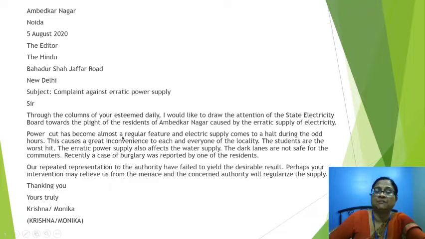Power cut has become almost a regular feature and electric supply comes to a halt during the odd hours. This causes a great inconvenience to each and every one of the locality. The students are worst hit. The erratic power supply also affects the water supply. The dark lanes are not safe for the commuters. Recently, a case of burglary was reported by one of the residents. So, I have talked about the problems, the plight of the residents in this main body.